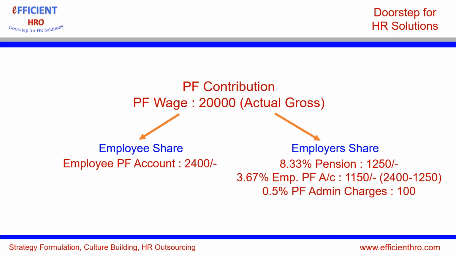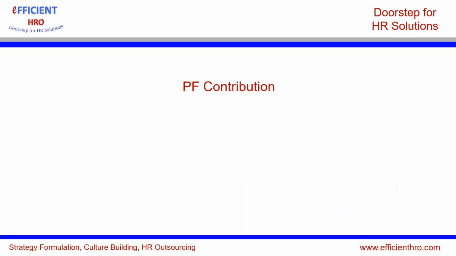Then what comes is 0.5% admin charges. So 0.5% of 20,000 comes to 100 rupees. And then EDLI charges also come to 100 rupees. Okay. So this way, the calculation for each employee is done and the consolidated figure is calculated. So this was one example that we saw. Now let's move to another example.